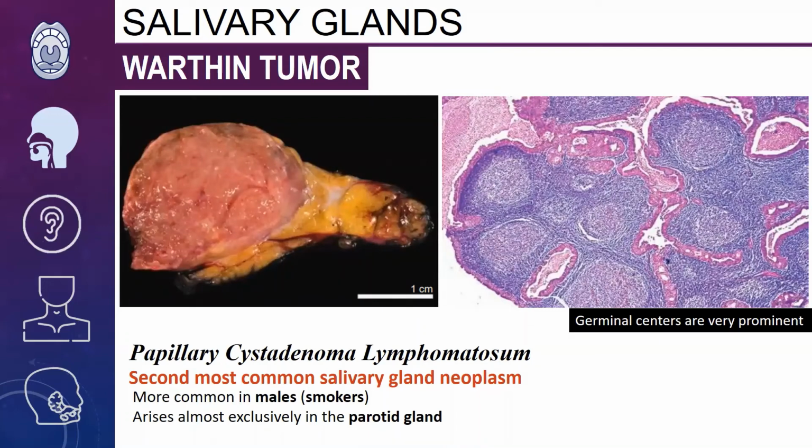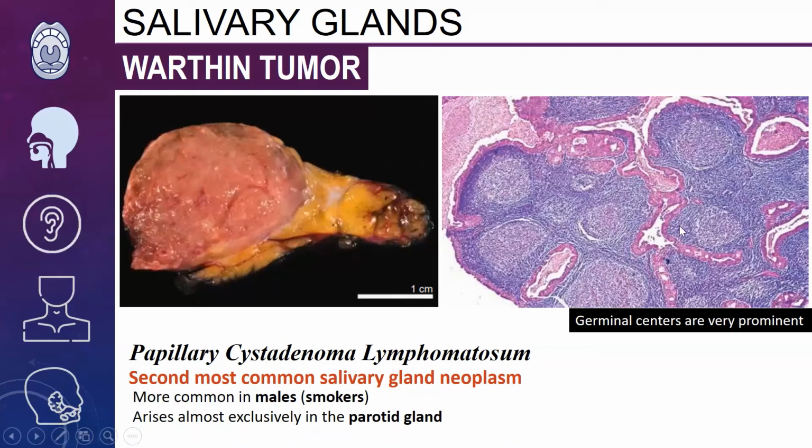Warthin tumors are round to oval encapsulated masses, 2 to 5 centimeters in diameter, and readily palpable within the superficial parotid gland. Transection reveals a pale gray surface punctuated by narrow cystic or cleft spaces filled with mucinous or serous secretions and frequently narrowed by polypoid projections of lymphoepithelial elements.